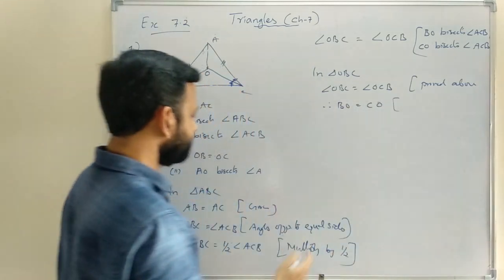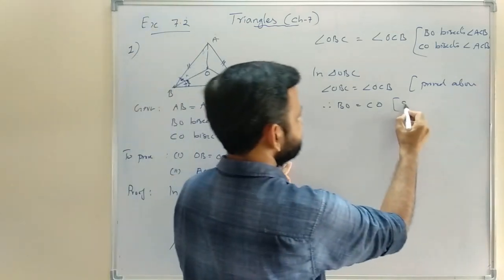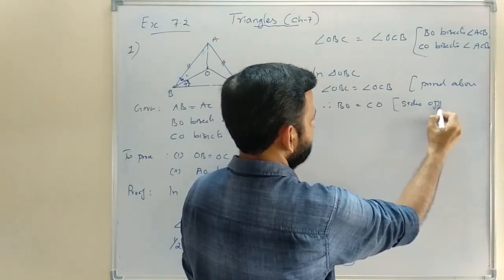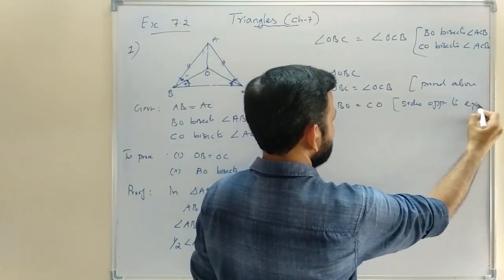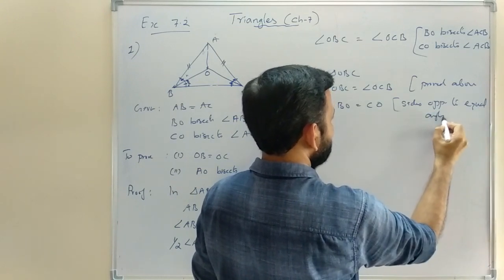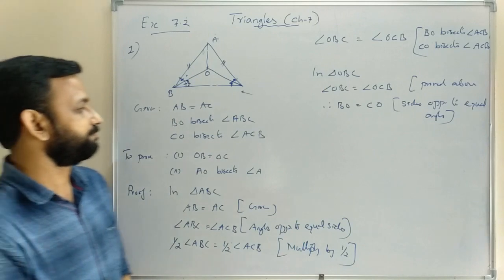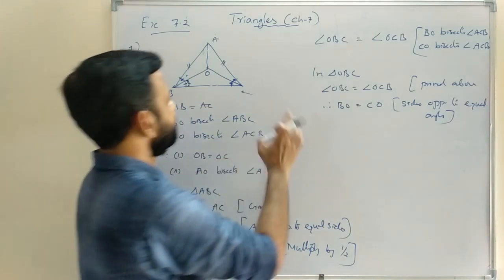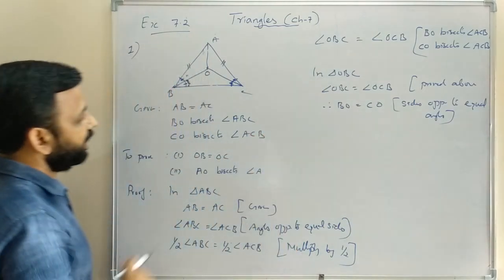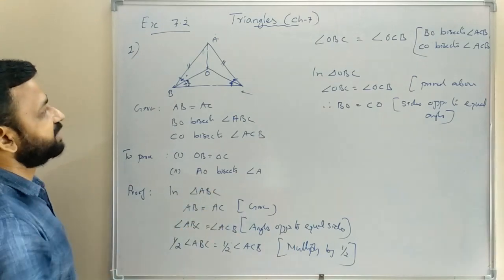Reason: sides opposite to equal angles are equal. Now we got the first part, BO equals CO. Here OC is given, so it's the same. Now we need to prove AO bisects angle A.